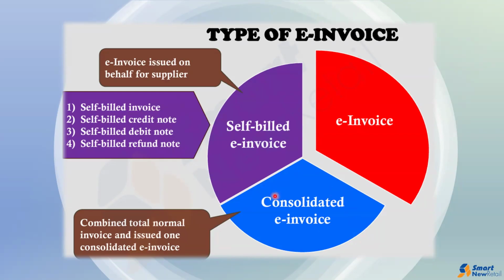Consolidated e-invoice is the one at the end of the month. At the end of the month, you combine everything that customers did not claim, so you consolidate it and submit to LHDN directly. And e-invoice, this is the normal one. This is directly B2B or B2C.